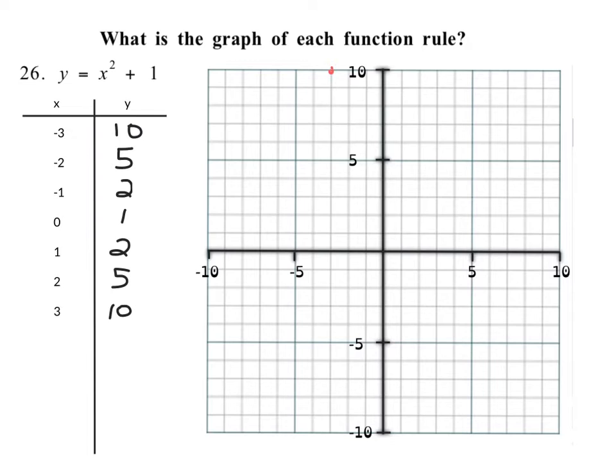Okay, negative 3 comma 10, that's all the way up here. Negative 2 comma 5, that's here. Negative 1 comma 2 is here. 0 comma 1 is right here. 1 comma 2, and you see the mirroring happening. 2 comma 5 and 3 comma 10. Now you can see, and I'm kind of rotating this, I hope that doesn't mess you up.